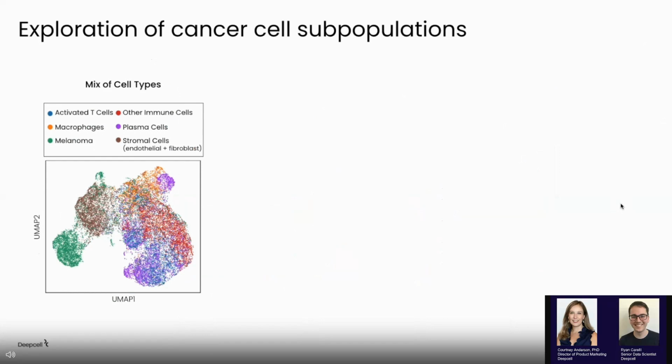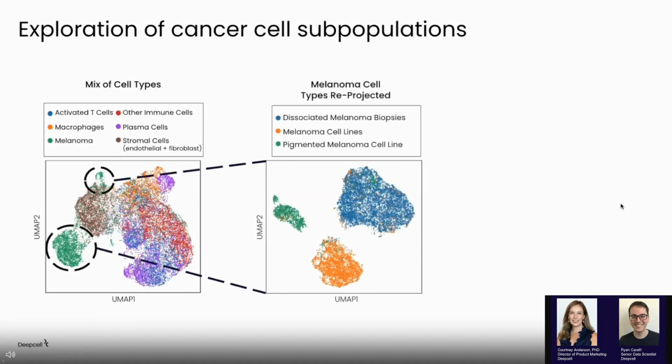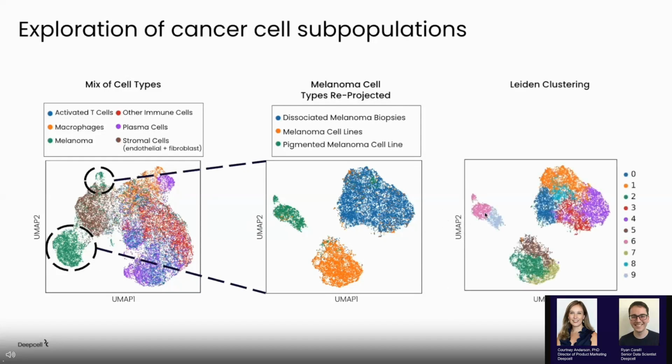If we select only the melanoma cells from this dataset and project them into a new UMAP, we can see that there are three major melanoma groups: the dissociated melanoma biopsies, the melanoma cells from the cell lines SKML 1 and 2, and pigmented melanoma cells. Within this pigmented melanoma group, we can identify two different clusters.